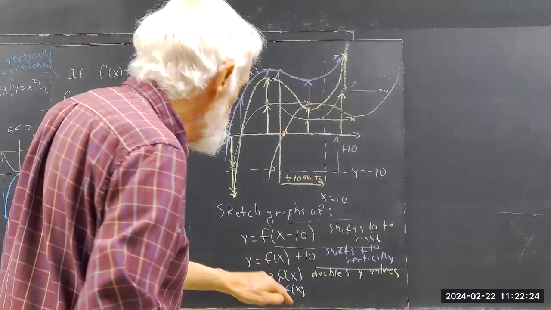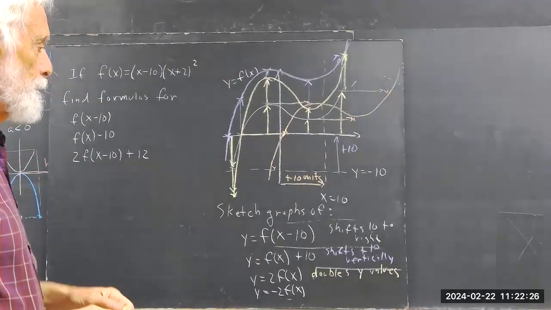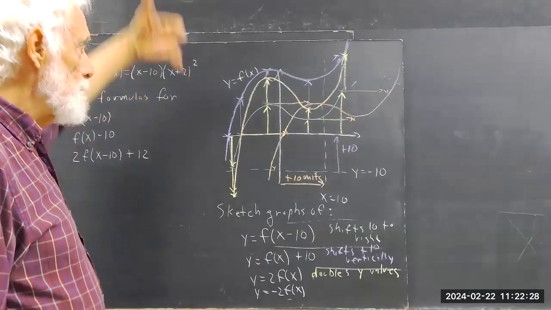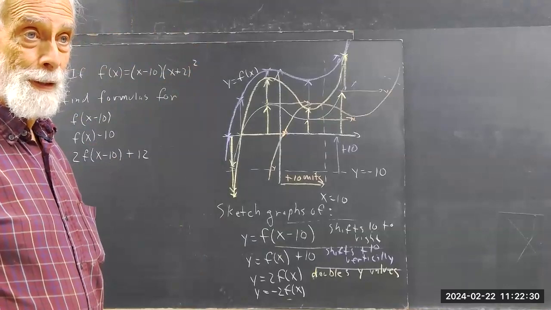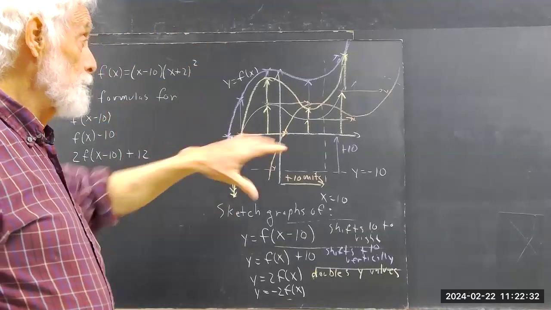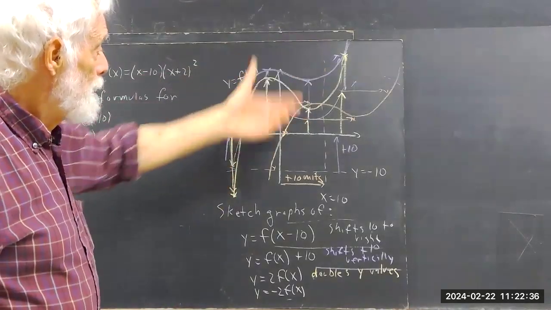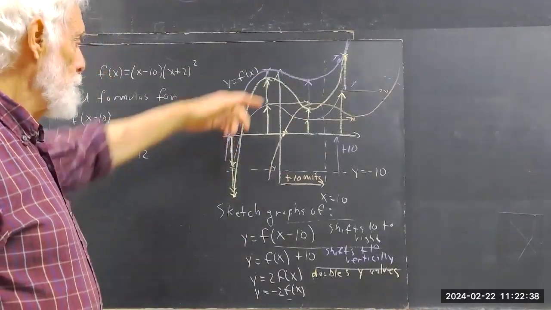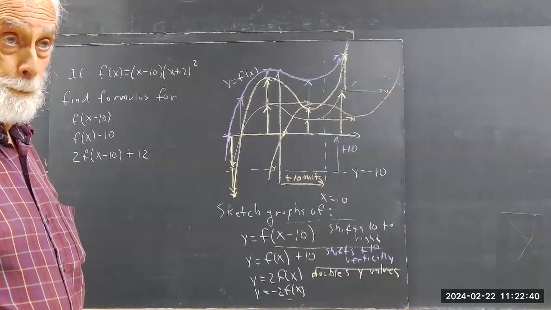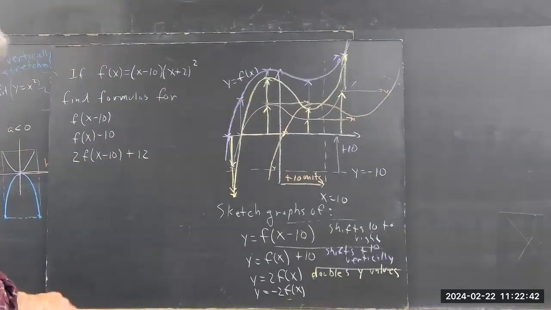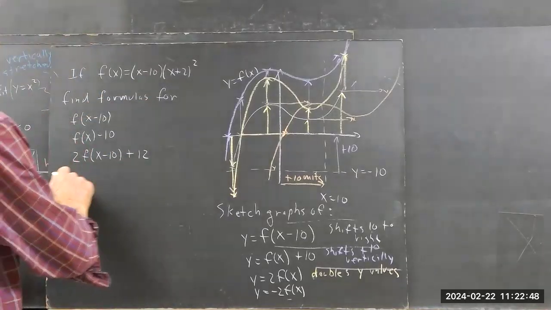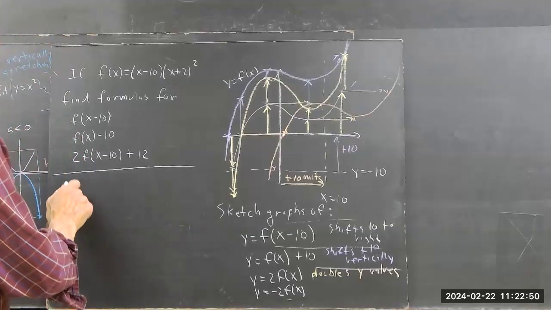If we do -2 f of x, well, it doubles the y values, but then reverses them. Now, I'm not going to do that on the picture because it's going to get too complicated, but it's just going to flip this curve over the x-axis, okay? Well, there's that. Now, the task here is just function notation, okay?